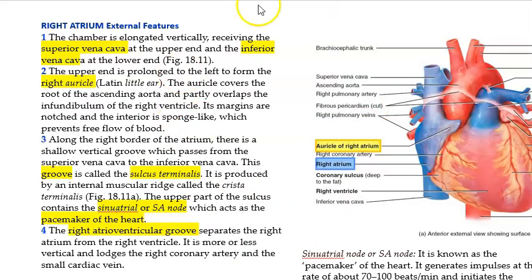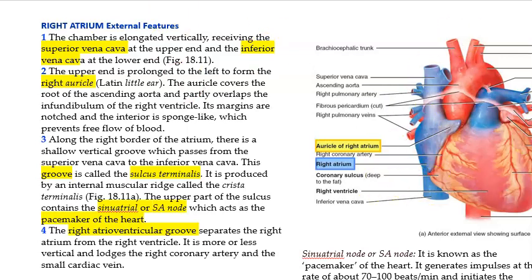in the external features, you have read that here you have the right auricle, correct? You see this extension here. And then here you have a muscular ridge between the superior vena cava and the inferior vena cava, the crista terminalis, which is in this groove called sulcus terminalis, where you have the SA node, correct? So this muscular band also could be one reason for the thrombus to form.